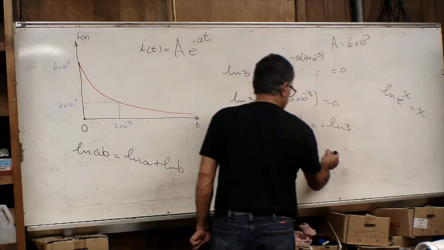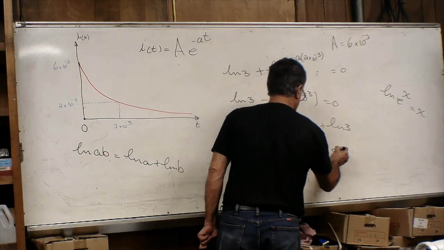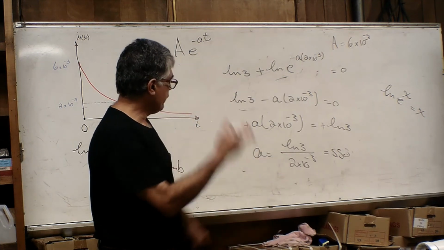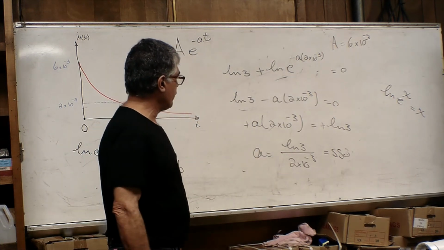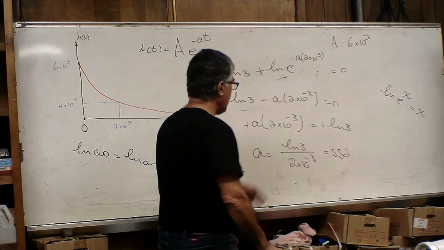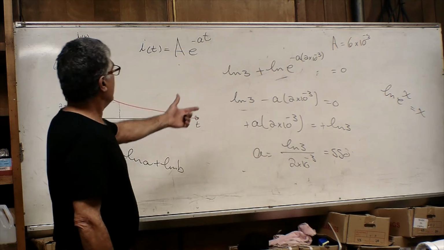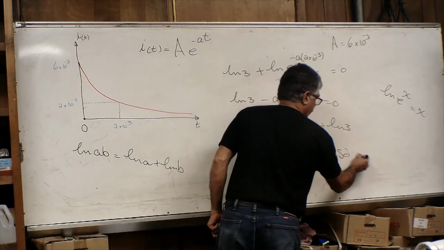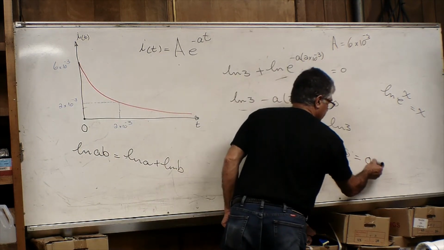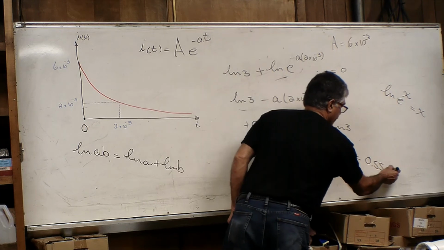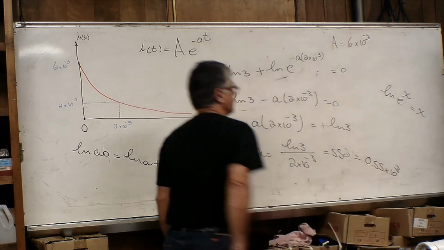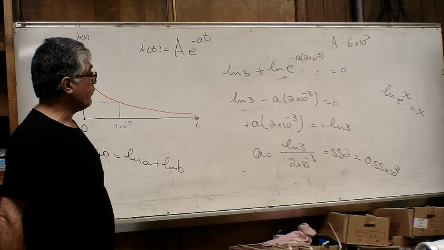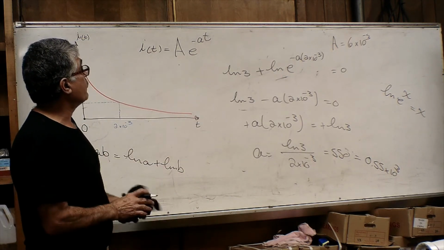Natural log of 3 divided by 2 times 10 to power minus 3 will be 550. Since they are writing everything in this form, instead of 550, let's put 0.55 times 10 to power 3. So our a is 0.55 times 10 to power 3.